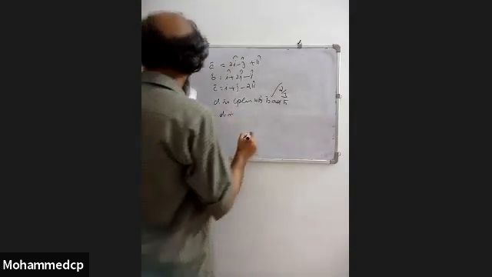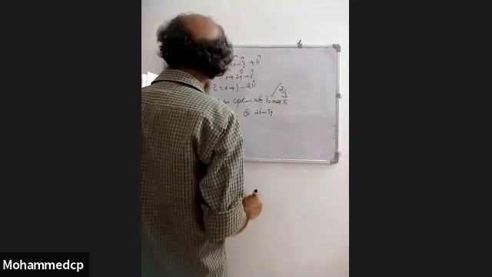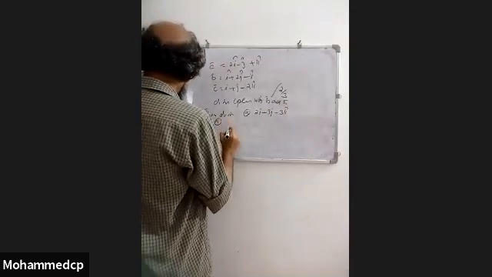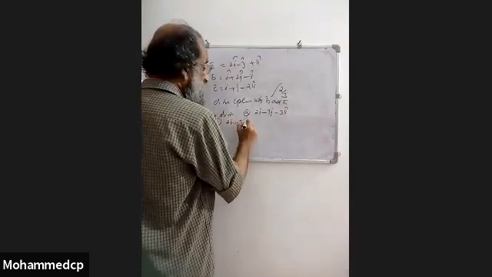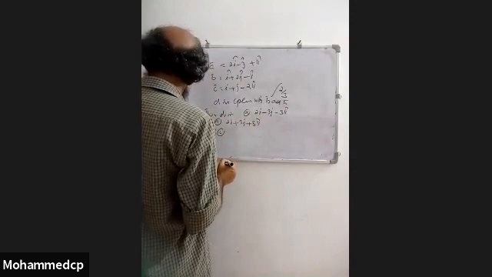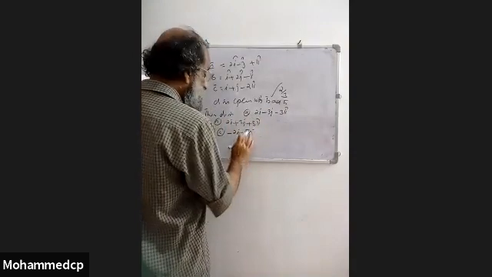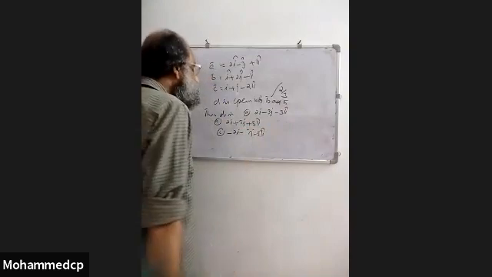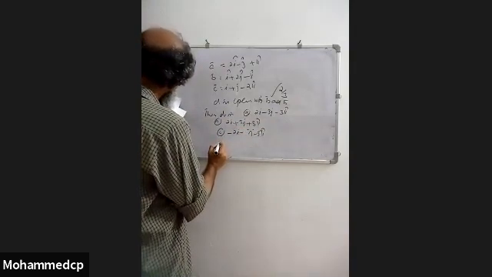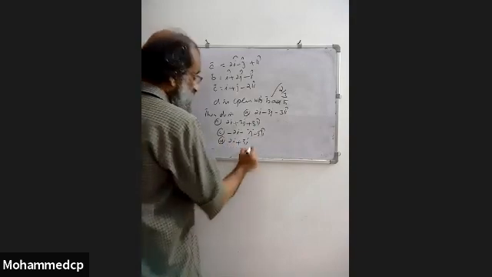option A: 2i minus 3j minus 3k. B: 2i plus 3j plus 3k. Option C: minus 2i minus j minus 5k. And option D: 2i plus 3j plus 5k.